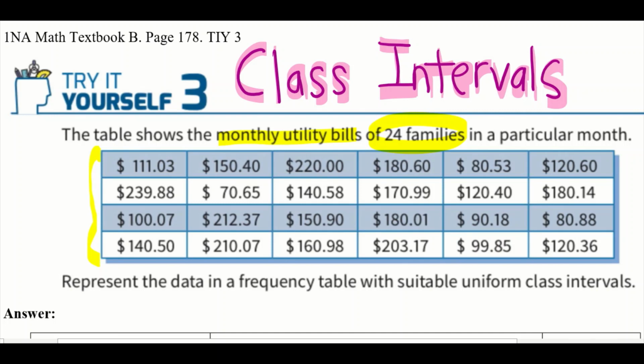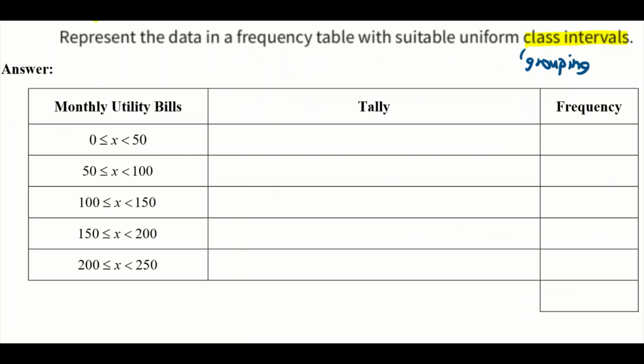So how then? We will actually group them in this thing called class intervals. It's something like grouping. This is our frequency table for class intervals. Do you still remember this sign and this sign? This sign means less than or equal to, whereas this one is just less than. So we're going to group them like this. The first group will be from 0 to less than 50. Second would be inclusive of 50 but less than 100, and so forth.